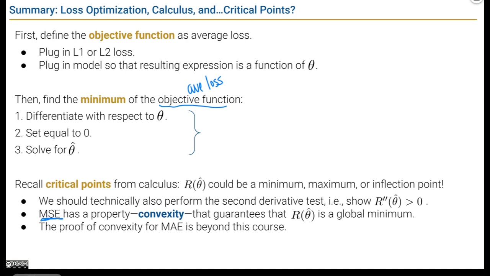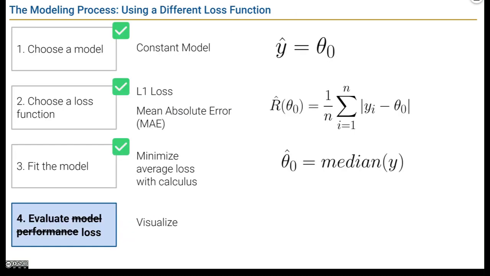Mean squared error is going to have a property that guarantees that this will be a global minimum, so we actually don't even have to worry about checking it. It's much harder to prove convexity for mean absolute error, but it is true for our case here that the value that we got, the median, is going to be the minimum of my average loss function. So what do we get this round? Same model from the beginning, a different loss function led us to a different solution for the model itself.